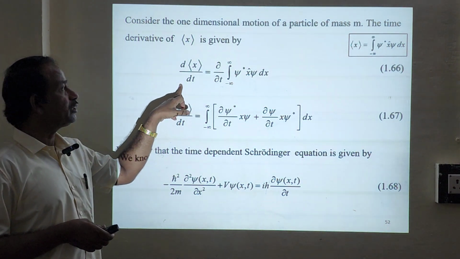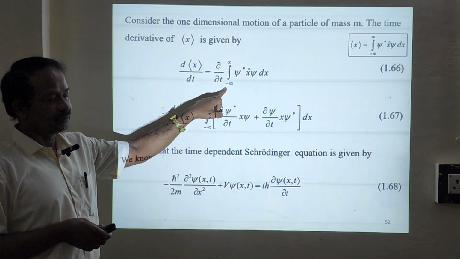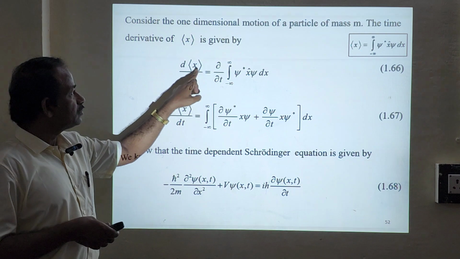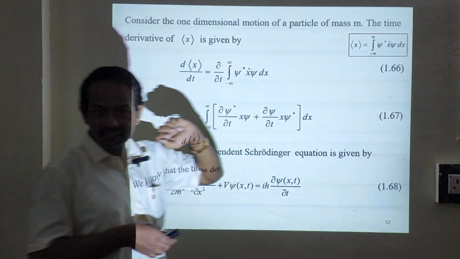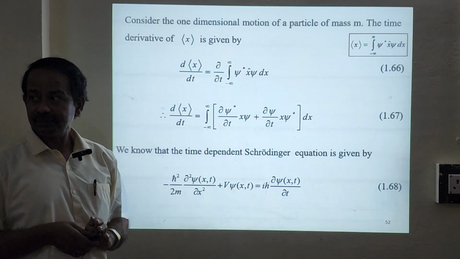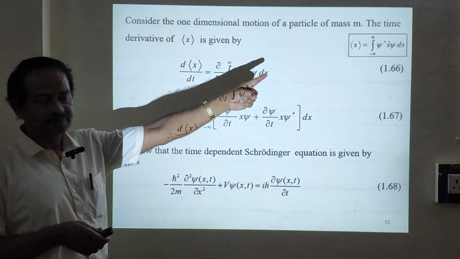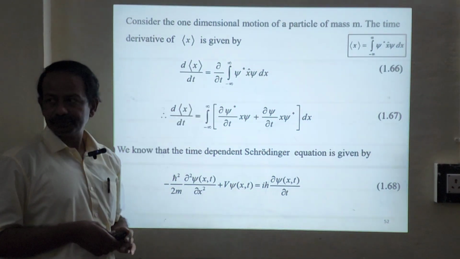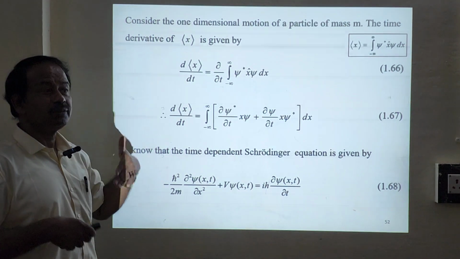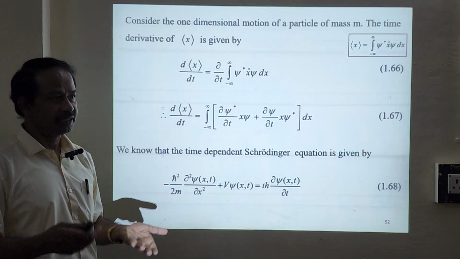So this is the time derivative of the expectation value of x, which is given by this one, correct? Of course we know the expectation value of x is given by this expression. This is what we learned in expectation values in the earlier sessions. Now you just take the time derivative on both sides. So this is the time evolution, the time derivative, the time dependence.